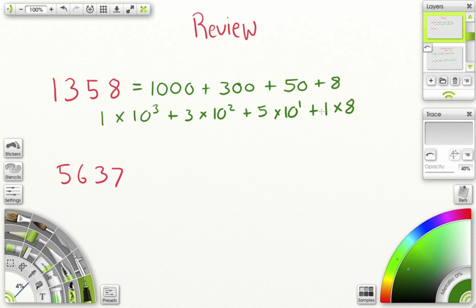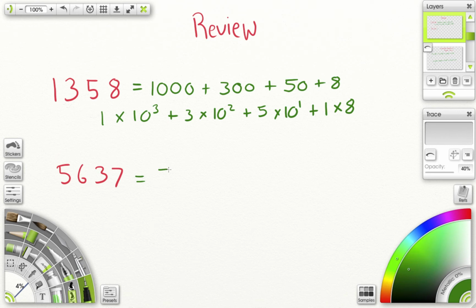So I saw some of you guys just did plus 8 or plus 7. It's still technically correct, but if you're doing the full proper notation, you would actually do 1 times 8, or 1 times whatever number. And same for your tens column, you would do it by 10 to the power of 1. So that is for 1,358.